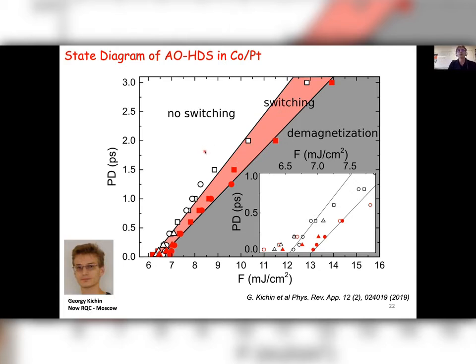Again, we use many pulses. 800 pulses have been used in order to obtain the state diagram.